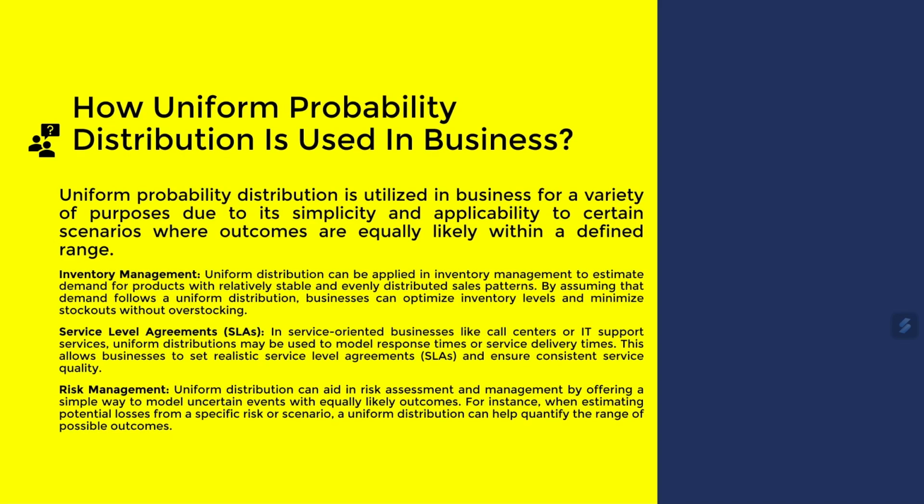Now let's understand how uniform probability distribution is used in business. Uniform probability distribution is utilized in business for a variety of purposes due to its simplicity and applicability to certain scenarios where outcomes are equally likely within a defined range. So in businesses, inventory management comes, service level agreements come, and risk management needs to be done. So first, inventory management.